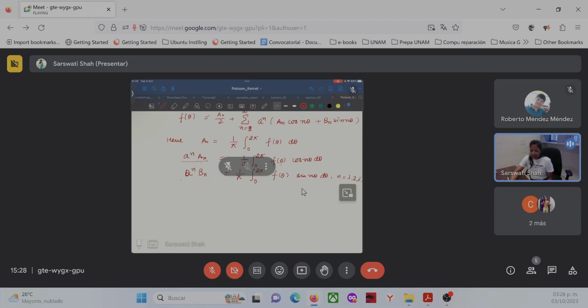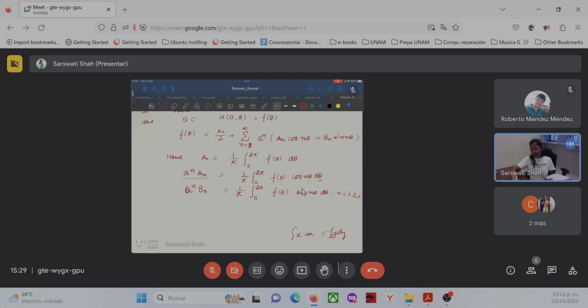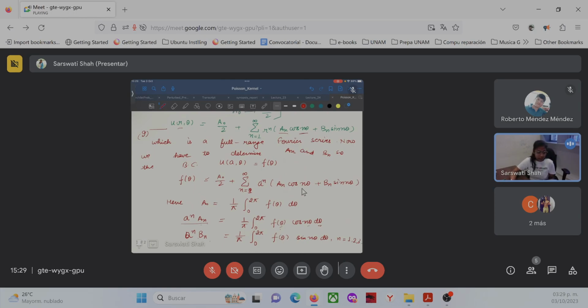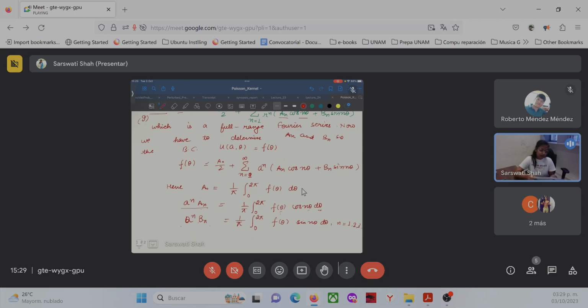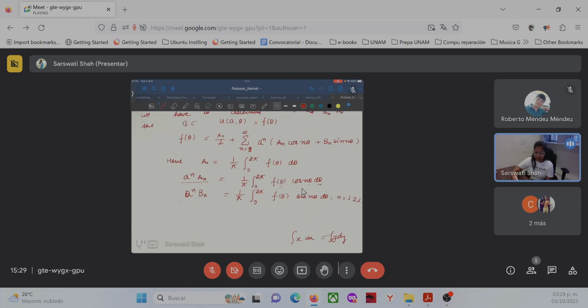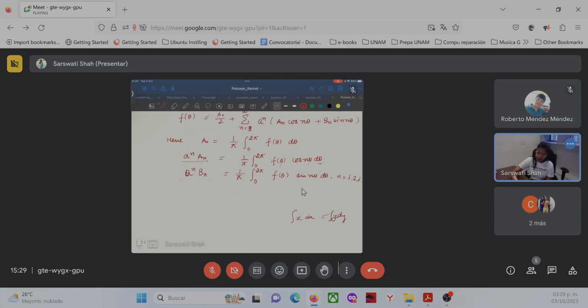So can we change this theta, because this theta is a parameter, so can we change the parameter theta to phi or psi, anything? It is the same. So just change theta to phi just to avoid any kind of conflict, because theta is also appearing here. To make it distinguishable, I am changing this theta to phi. And then substituting the value of a naught, an and bn in equation number 9, we will be getting u.